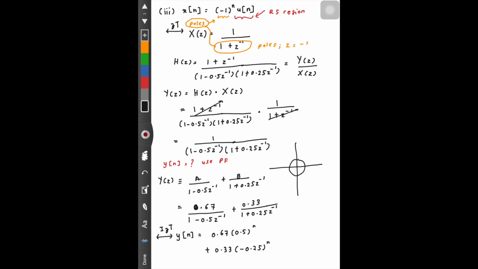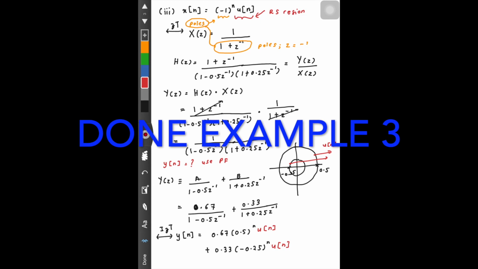For the function, you have to use right-sided. All the poles will approach to the right. Why right? Because it is a causal system. For a causal system it is a right-sided region, so all the poles will approach to the right. So the function for right-sided is u[n]. That's all.